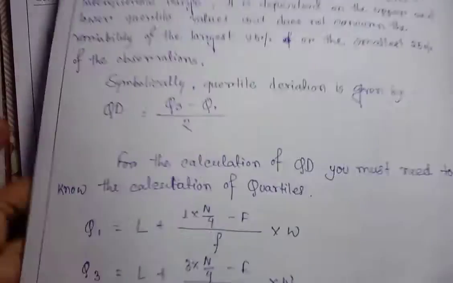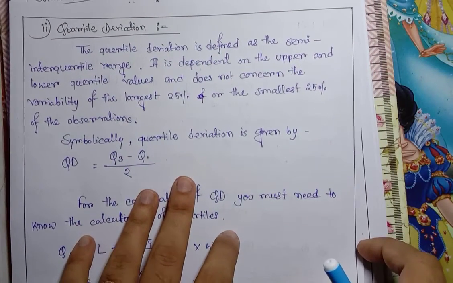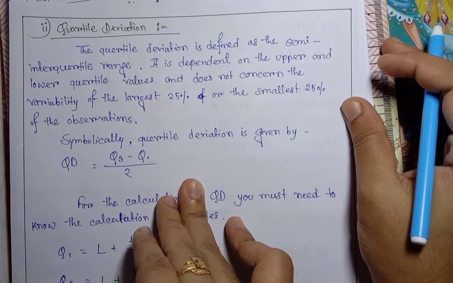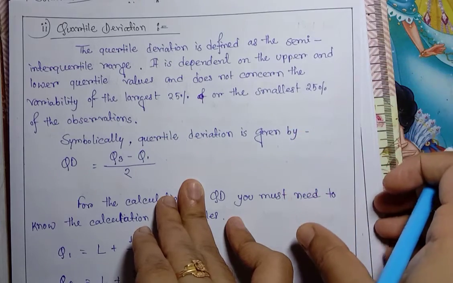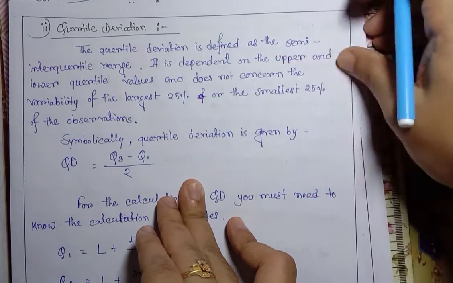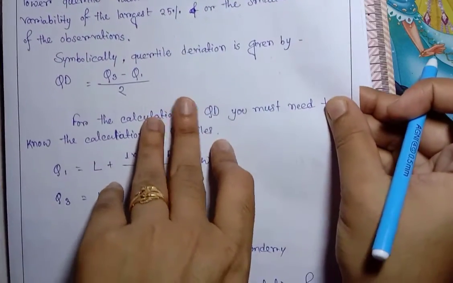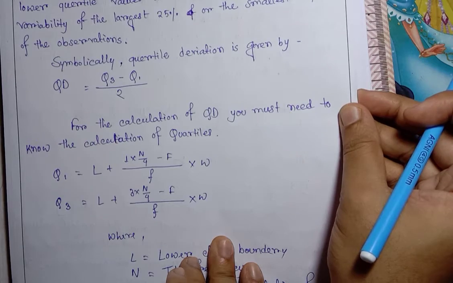Now come on to the quartile deviation. The quartile deviation is defined as the semi-interquartile range. It depends on the upper and lower quartile values and does not concern the variability of the largest 25% or the smallest 25% of the observations. Symbolically, the quartile deviation is given by QD is equal to Q3 minus Q1 divided by 2.